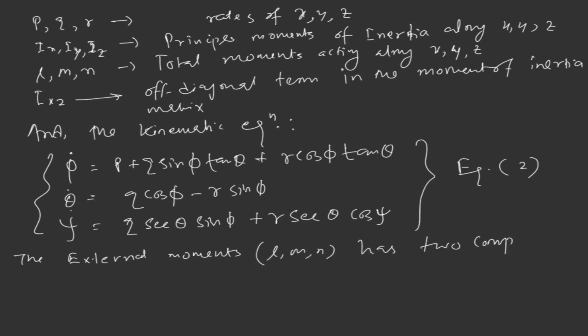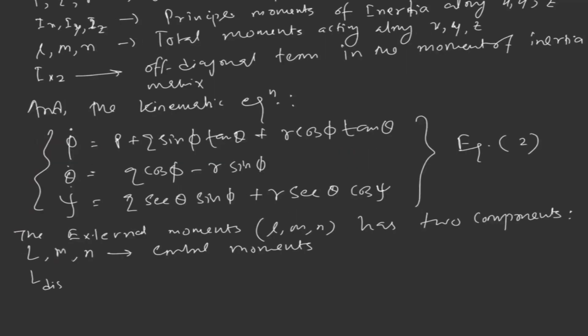It has two components. As I said, it can have the torque as well as the perturbations. Let L, M, N be the control moment, which is given by the controller, and L disk, M disk, and N disk be the disturbance or perturbations into the system.